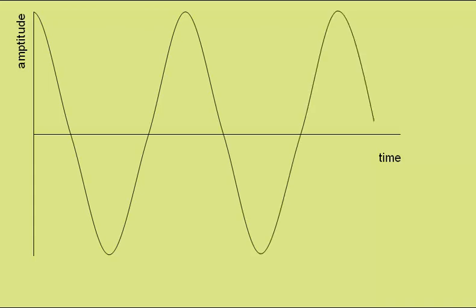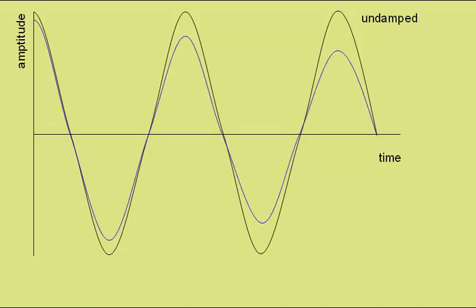If we plot a graph of amplitude against time, we'd get something like this for an undamped oscillator. The amplitude is not reducing from one oscillation to the next. However, we'd get something like this if the system was lightly damped. We're losing amplitude on each oscillation.